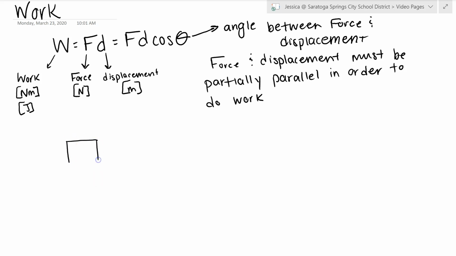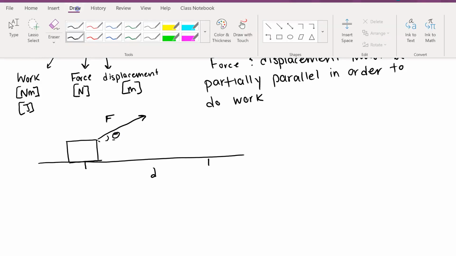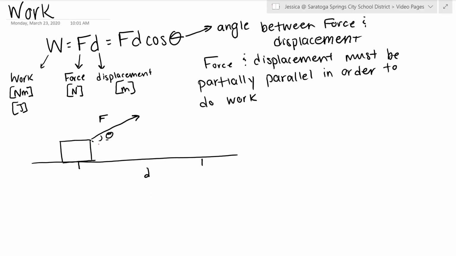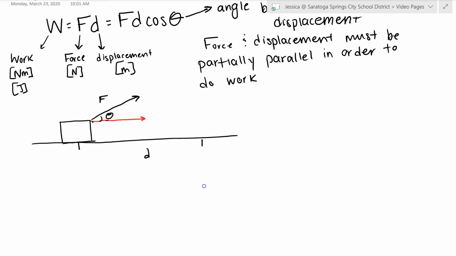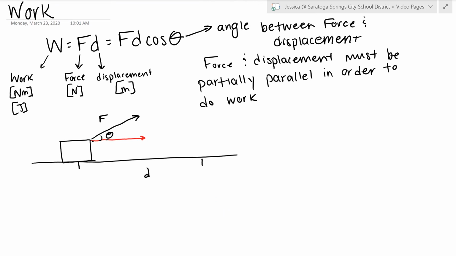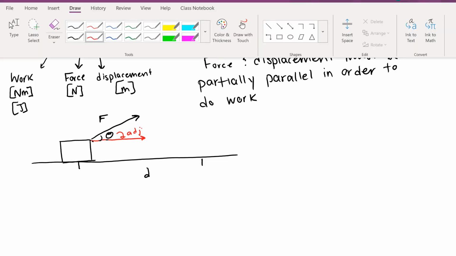So if I have a box that is being pulled across a surface, let's say a distance d, by a force F at an angle theta, okay, I want the part of the force that is parallel to that displacement. So I want this part of the force. Okay. I want that part of the force. So if I look, that side is the side adjacent to the angle, which means I need to use cosine because cosine goes with adjacent.